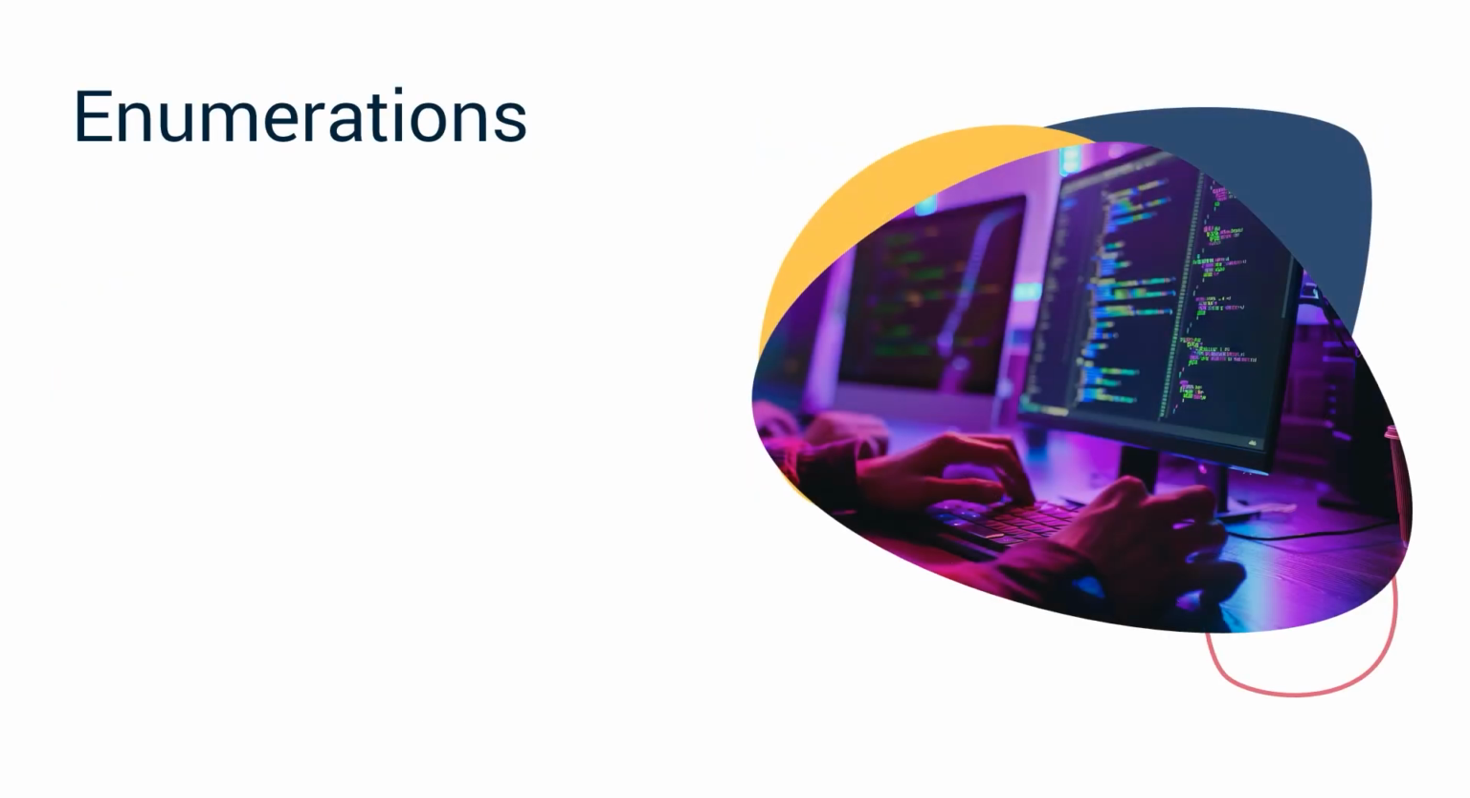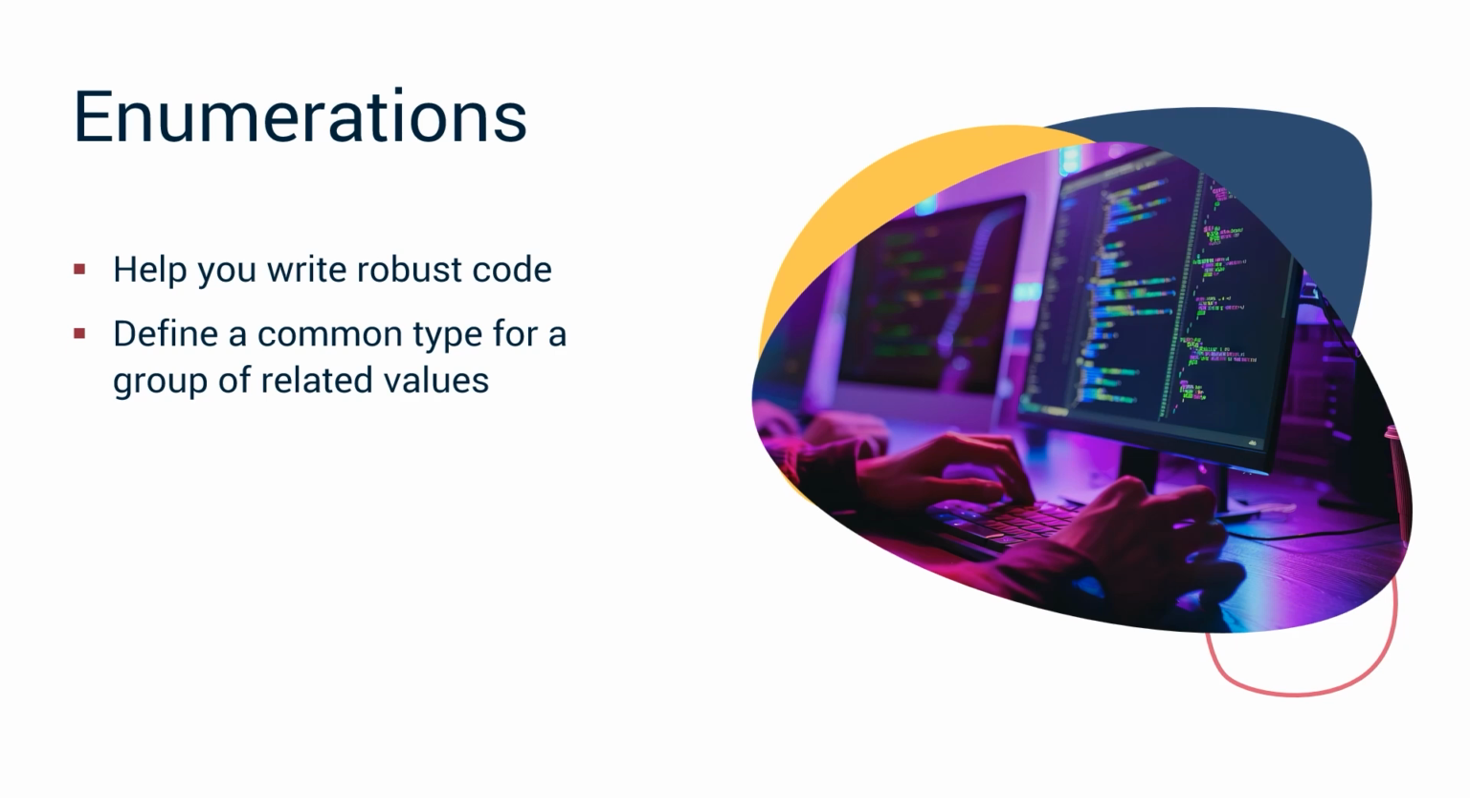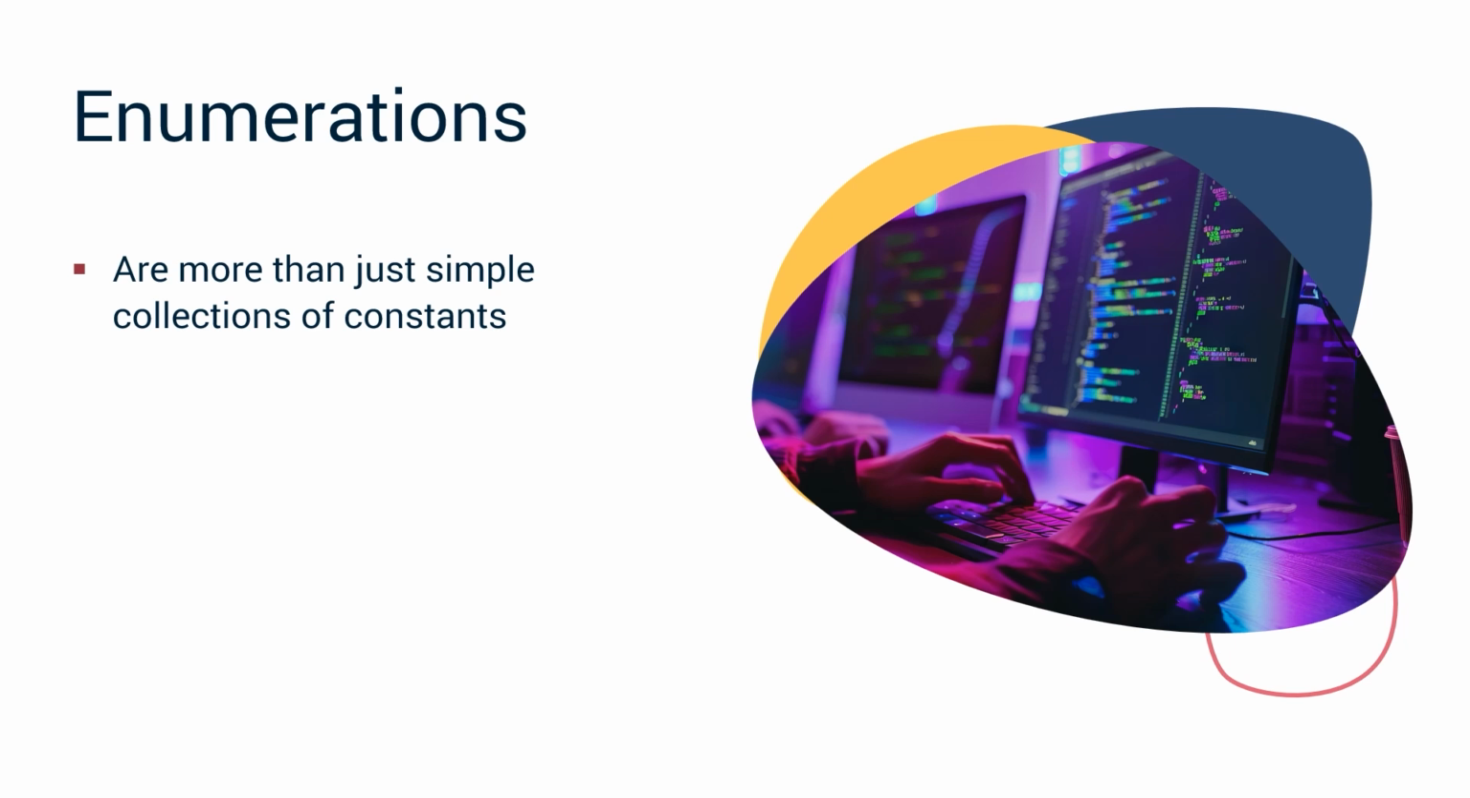Next, let's learn about enumerations, a feature that helps you write robust and expressive code in Swift. Enumerations, or enums, define a common type for a group of related values and enable you to work with those values in a type-safe way. Enums are more than just simple collections of constants. You can extend enums with methods and properties to enhance their functionality and utility within your programs.